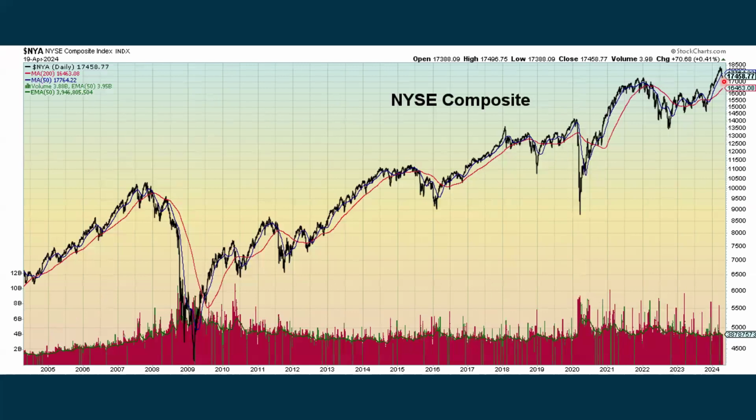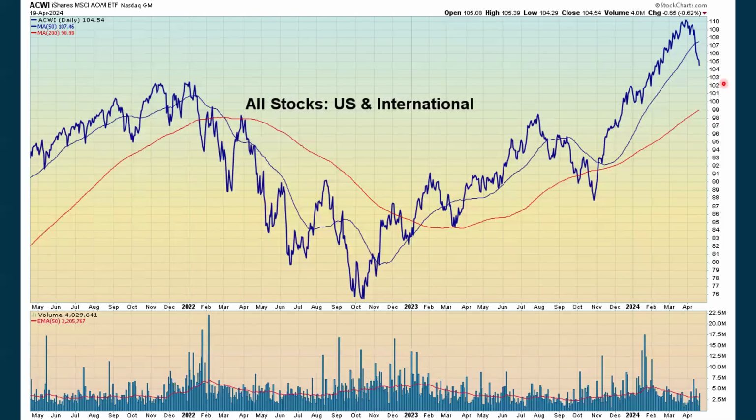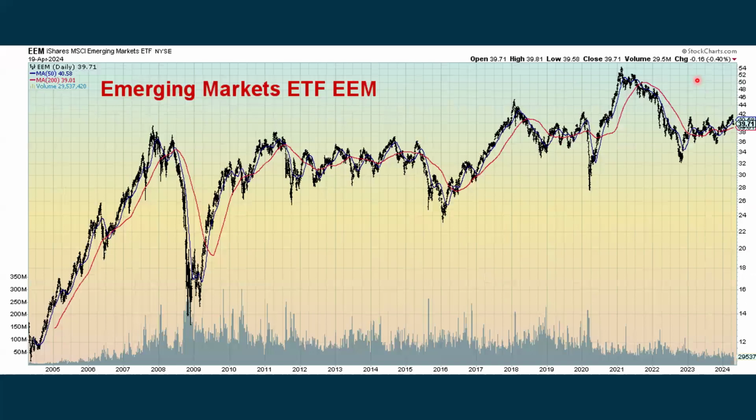And we look at the NYSE composite, a broad measure. This has been in an uptrend, but fell below its 50-day moving average. All stocks, looking at U.S. stocks and international stocks, in an uptrend, but falling below its 50-day moving average. I sound like a broken record here. Emerging markets have pretty much been chopping sideways, but they're still in an uptrend.